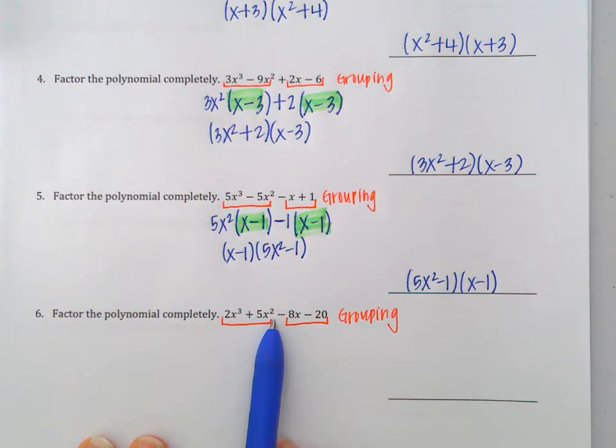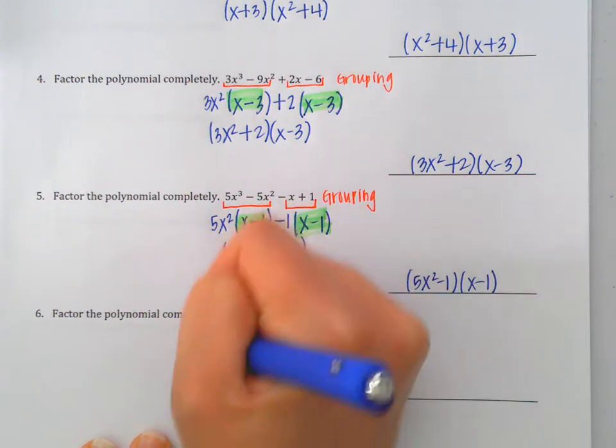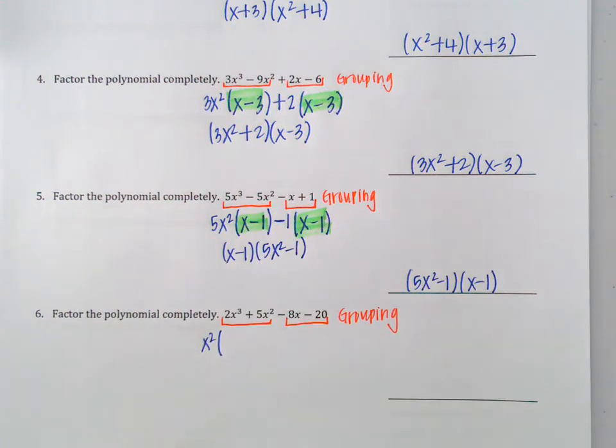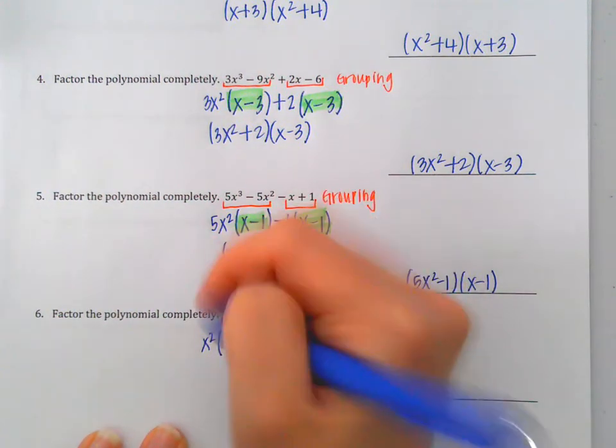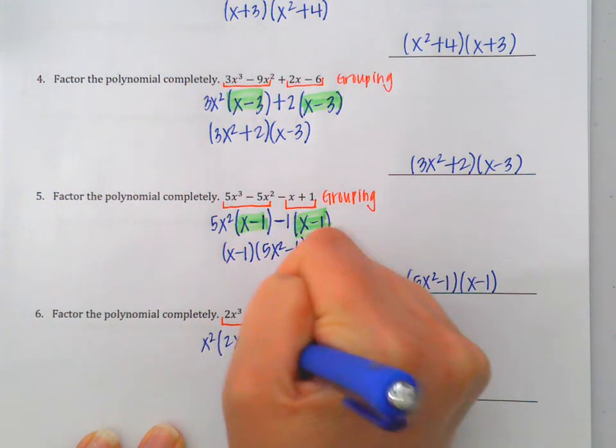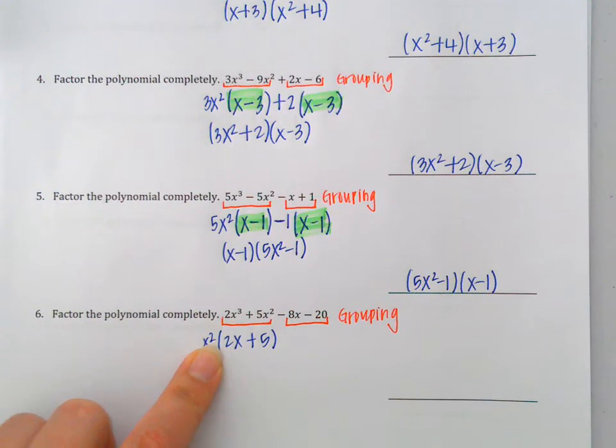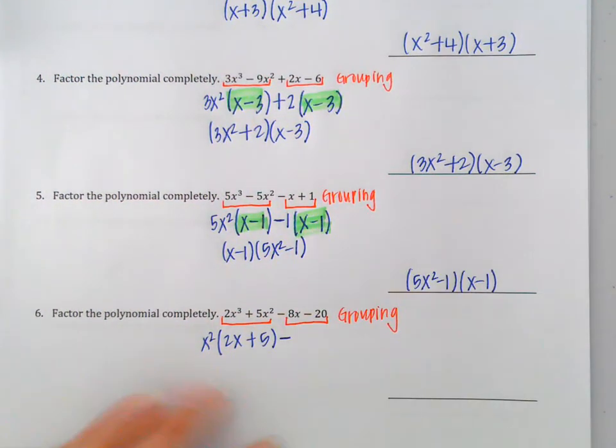X cubed, x squared. They both have an x, so I can factor out an x squared. And then I'm left with 2x plus 5. 2x cubed divided by x squared leaves me 2x, and 5x squared divided by x squared leaves me with 5. So then I always bring down my sign, and then I think, okay, 8x and 20. Does 8 go evenly into 20? And it doesn't, so I think smaller. What number goes evenly into both 8 and 20? And so some of you guys might be thinking 2, but there's a bigger number. 4 actually goes evenly into both of these.